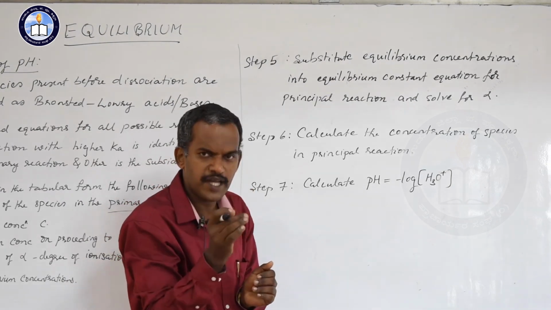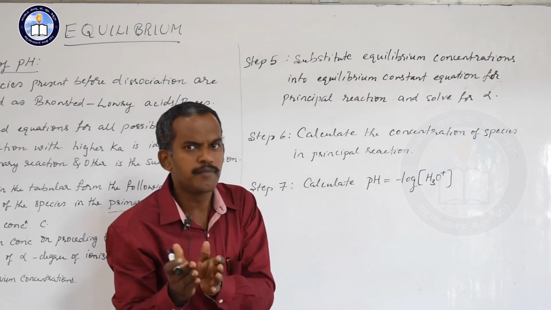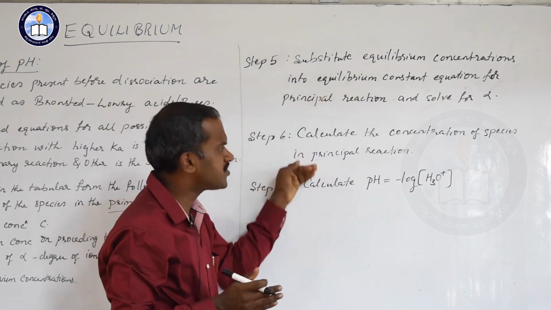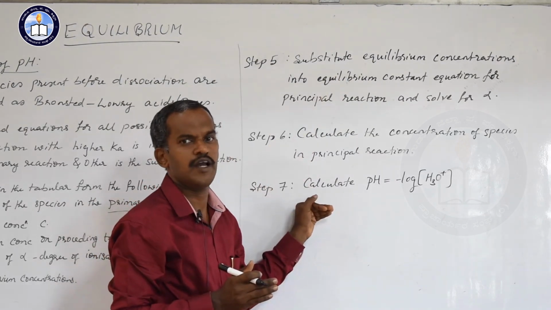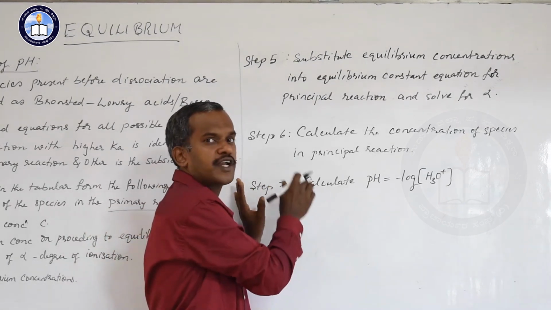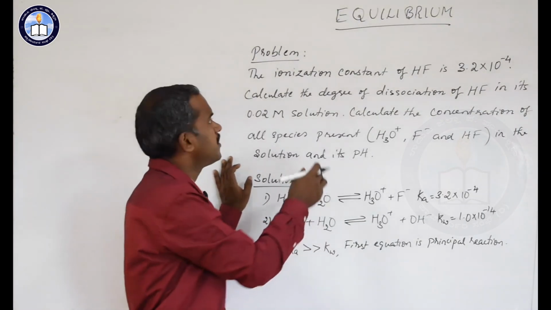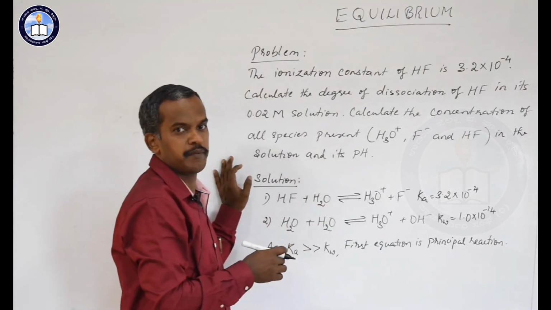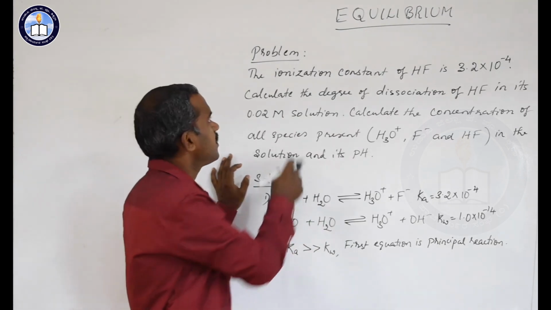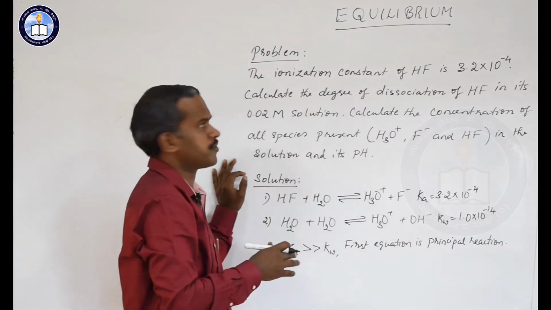We will write the values as initial concentration, concentration after time t, and equilibrium concentration, then substitute in the equilibrium constant expression, then simplify, and finally we'll get the value of pH. So these are simple steps for calculation of pH. You understood the methodology, how to calculate pH and the concentration of different substances in dissociation. Let me take up one problem. You'll understand with this how we proceed through the 7 steps.